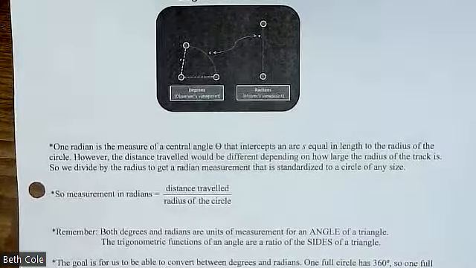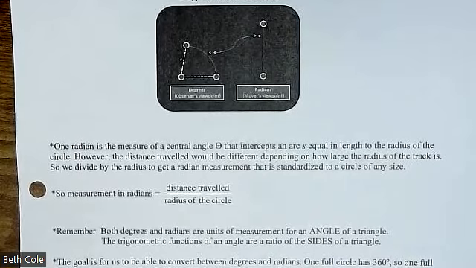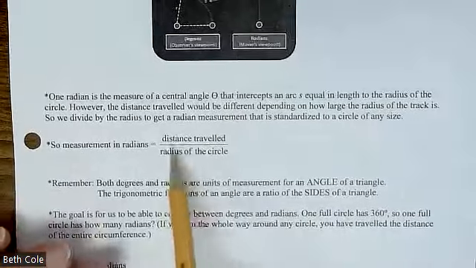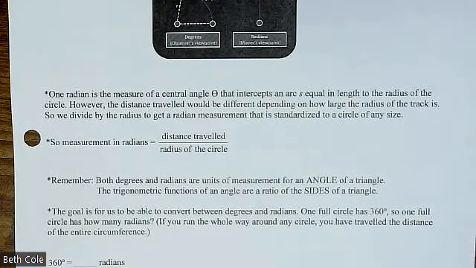Can you imagine if 1 foot was different based on everyone's foot size? You would say, oh, something is 3 feet long. Well, how long is that? It's not standardized. Okay, so here's what we do. We divide by the radius of the circle. Essentially, you just throw it out, okay? Because otherwise, 1 radian would be different based on a little circle or a large circle.